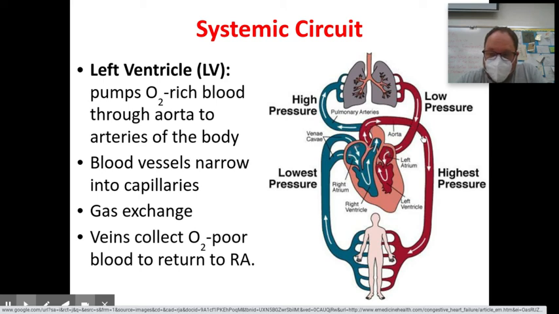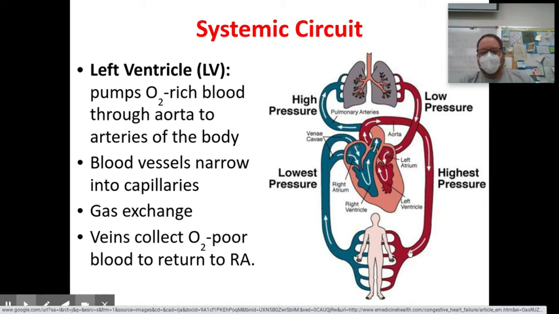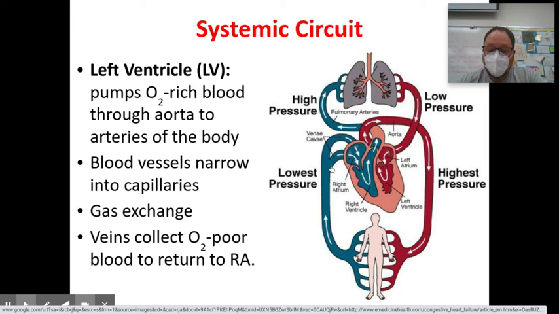And then that will subdivide into arteries, arterioles, and then capillary beds all around the body. And then gas exchange will happen. You drop off oxygen to your cells, you pick up CO2, and then again, venules and then veins, and then the vena cava, both inferior and superior, will drop that blood back to the right atrium.